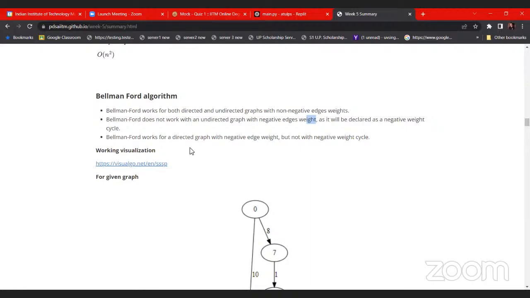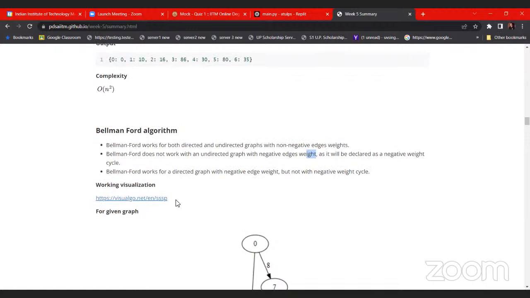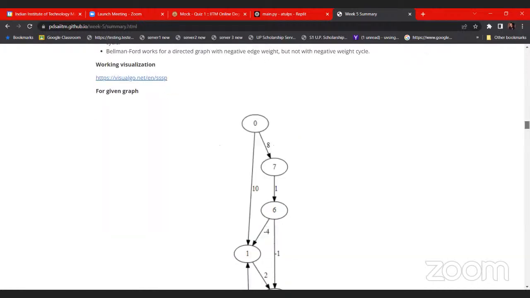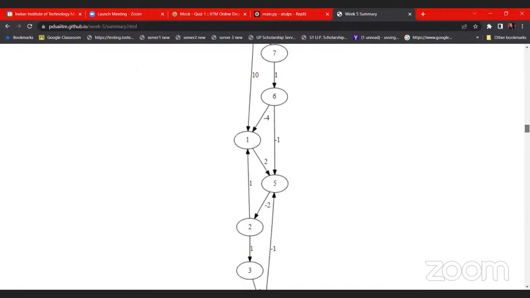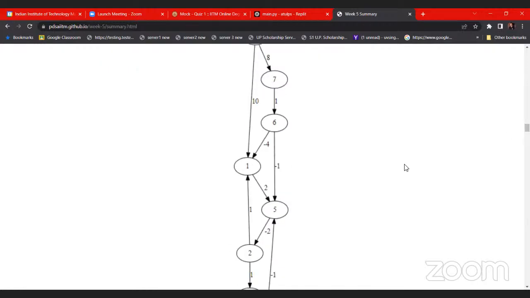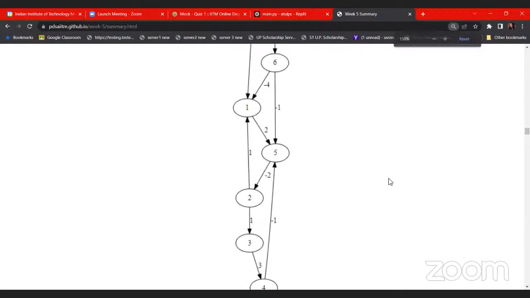In Dijkstra's algorithm we cannot apply this, because in Dijkstra's algorithm we never look at the nodes which have already been visited. But here we will look at that vertex again. So how the algorithm works, we will see in a dry run.